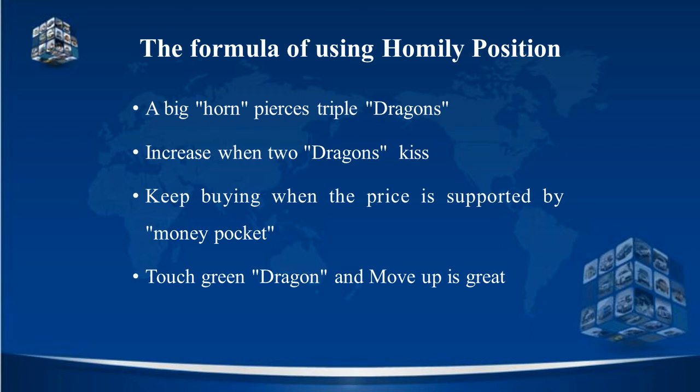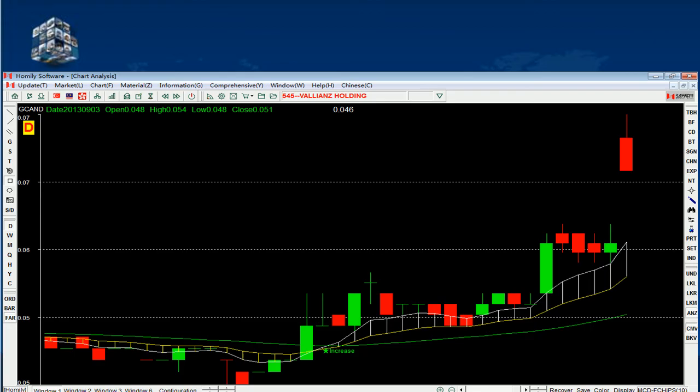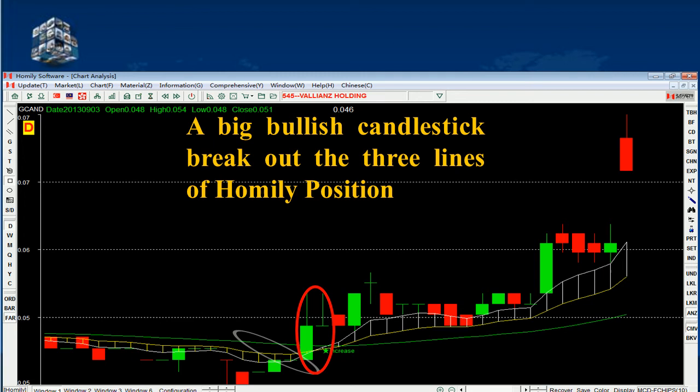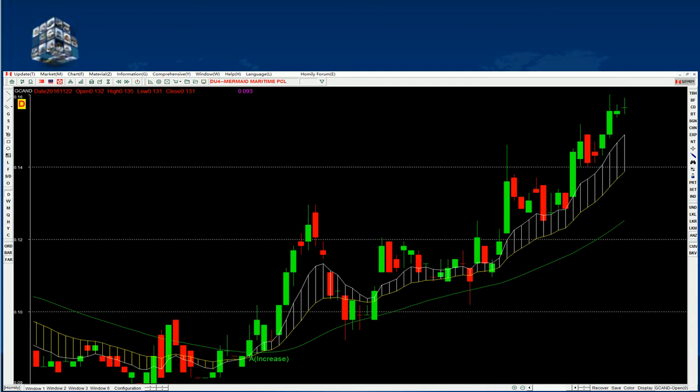So let's see the second one. Increase when two dragons kiss. This is the big bullish candlestick breaking out through the three lines. Not three lines, two lines is enough. Three lines is better, okay. So we can see here. Where is the good buy point? We should combine it with the volume. Volume is very important. So if you see the volume increase here, you can buy a lot.